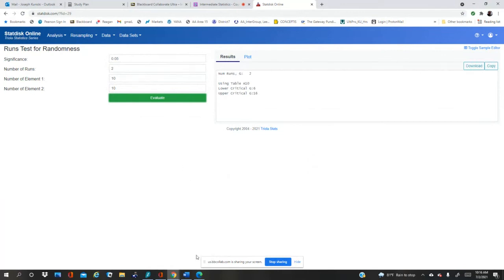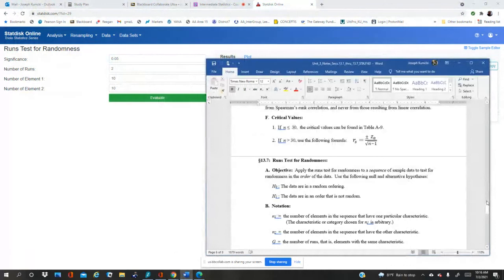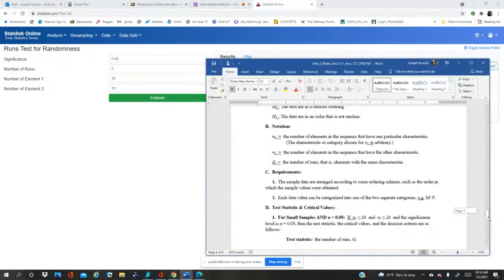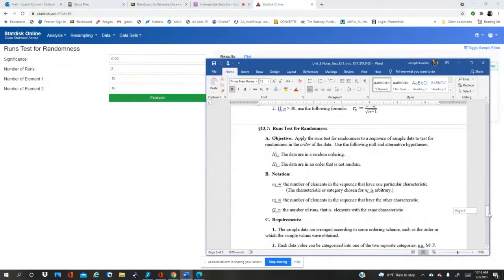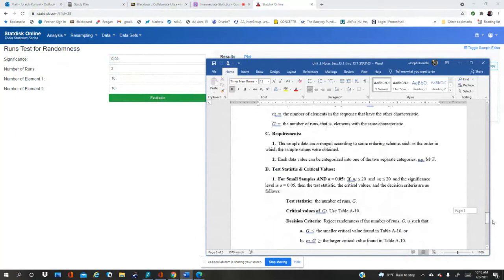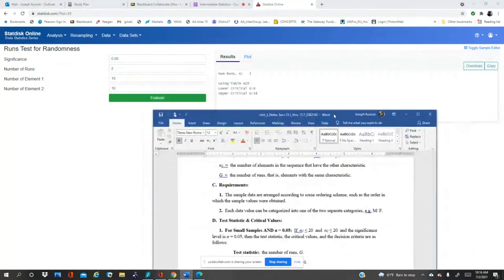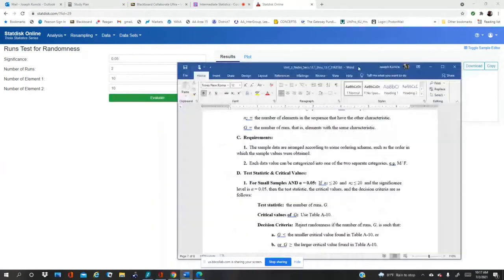So how do we calculate it? I have it all set up. This is called runs for randomness. See, for this small sample you just use G, and then there's a table, like we got the table here. If it's between 6 and 16, then it's usual, and you wouldn't reject. But if it's less than or equal to 6 or greater than or equal to 16 runs, now you're in the critical region, so you reject. So we're going to reject. They just want to know the p-value.